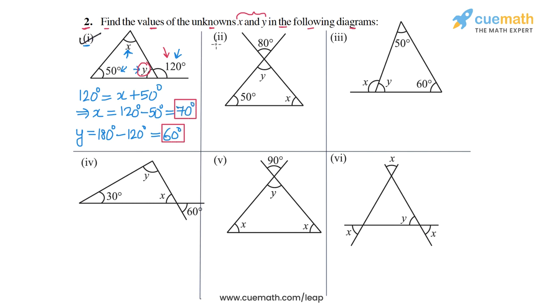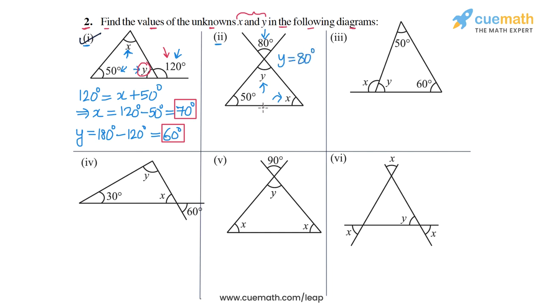Now we come to part 2, in which the unknowns are this angle x and this angle y. And we can find y easily because we see that y is vertically opposite to this angle which is 80 degrees. So y we can write straight away as 80 degrees.